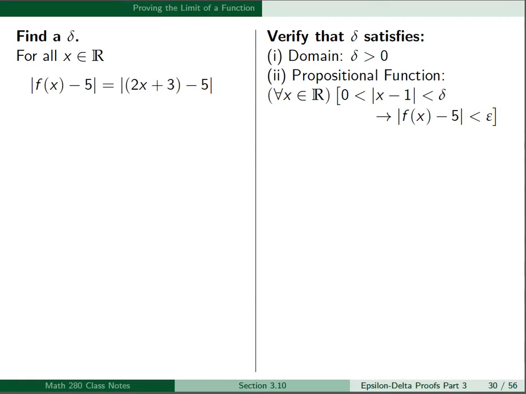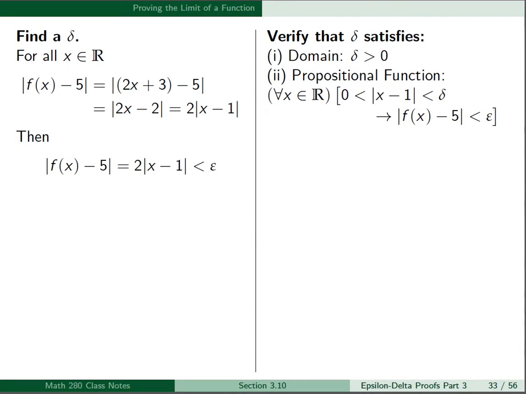So to find a delta, first note for all x in R, the absolute value of f(x) - 5 is |2x + 3 - 5|, that's the formula for the function, minus 5. And this equals the absolute value of 2x - 2. And we can factor 2 out of that, and we'll obtain 2 times |x - 1|. Now we want |f(x) - 5| to be less than epsilon. So this is 2 times |x - 1|, and this is less than epsilon if and only if |x - 1| is less than 1/2 epsilon. So just dividing both sides of the inequality by 2.